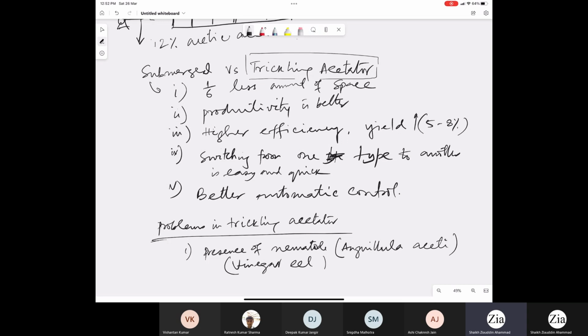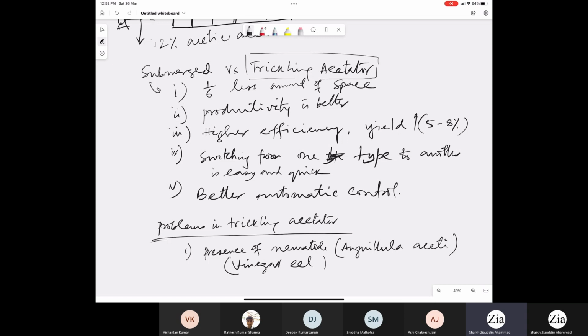So obviously, if you try to use the generator for a longer period, then you should not have very frequent sterilization, because heat sterilization will also reduce the mechanical strength. So you have to change the mat very frequently.